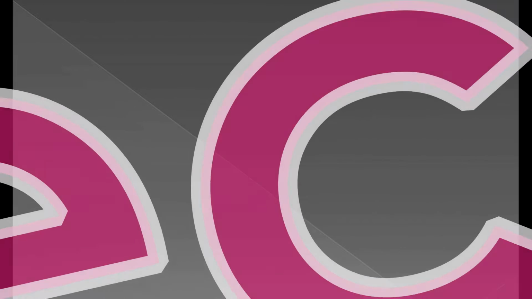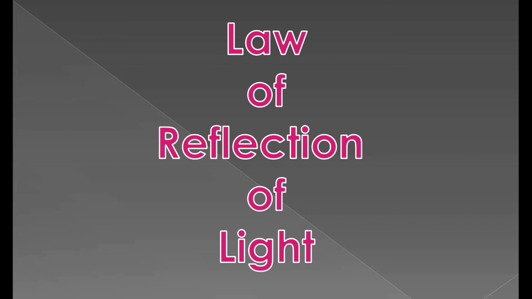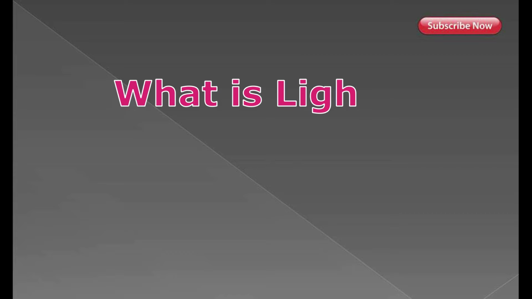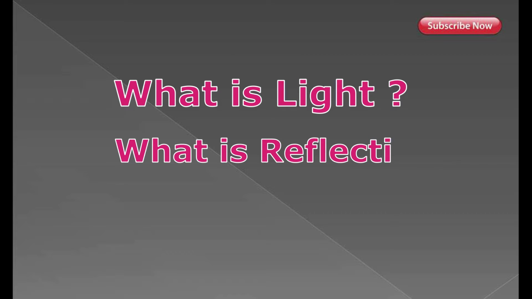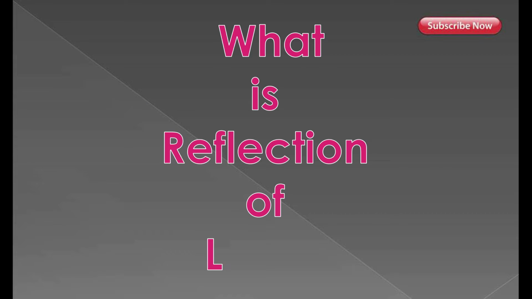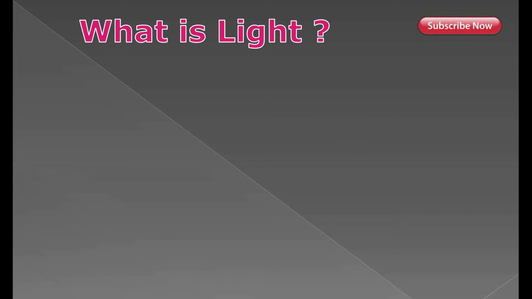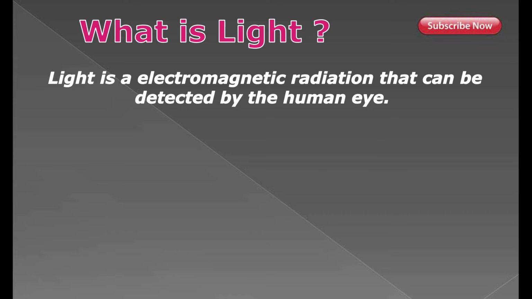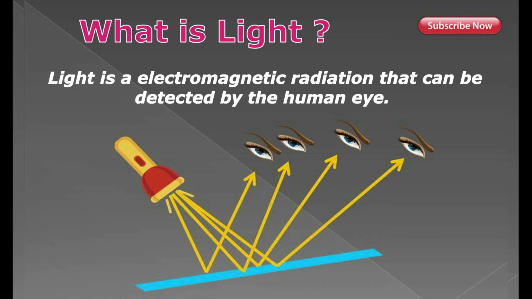Today we are going to discuss an interesting topic, the law of reflection of light. Before we discuss this topic, let's discuss what is light, what is reflection, and then we will discuss what is reflection of light. Let's discuss what is light. Light is an electromagnetic radiation that can be detected by the human eye, as you can see in the picture.